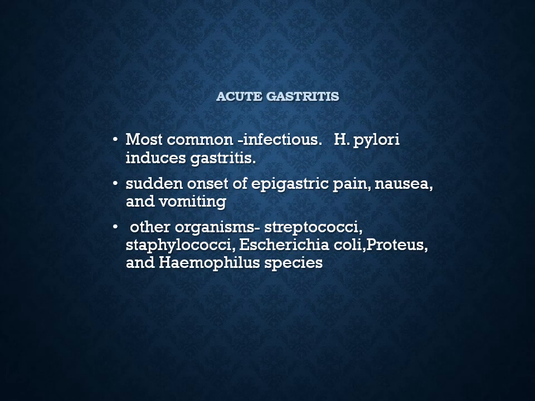Acute gastritis. The most common cause of acute gastritis is infectious in nature, and it is associated with H. pylori-induced gastritis. It is manifested by a sudden onset of epigastric pain, nausea, and vomiting. Other organisms are implicated, such as streptococci, staphylococci, Haemophilus species, and Proteus.